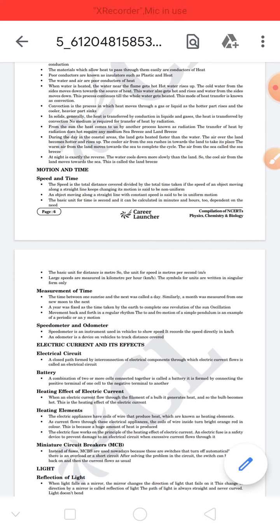Speedometer and odometer. A speedometer is an instrument used in a vehicle to show the speed. It records the speed directly in kilometer per hour. An odometer is a device on vehicles to track the distance covered.